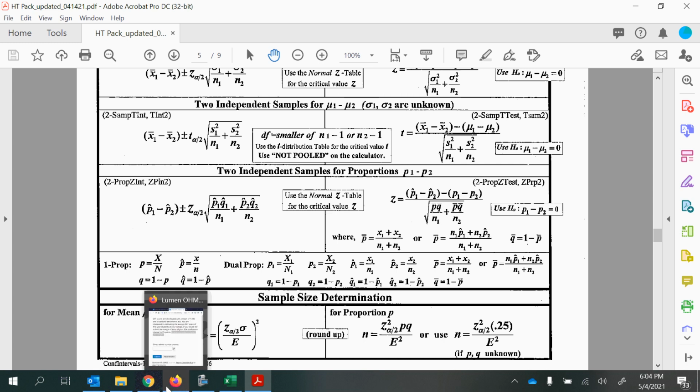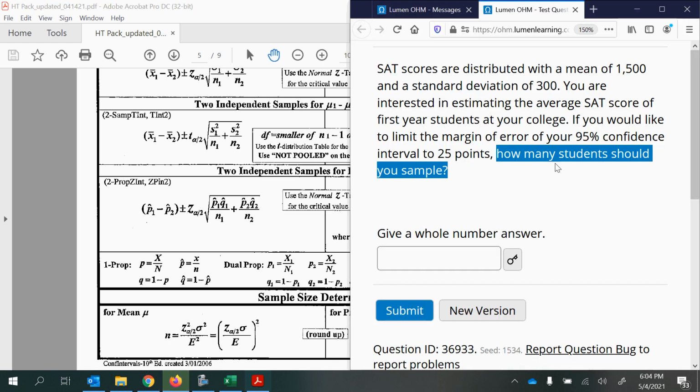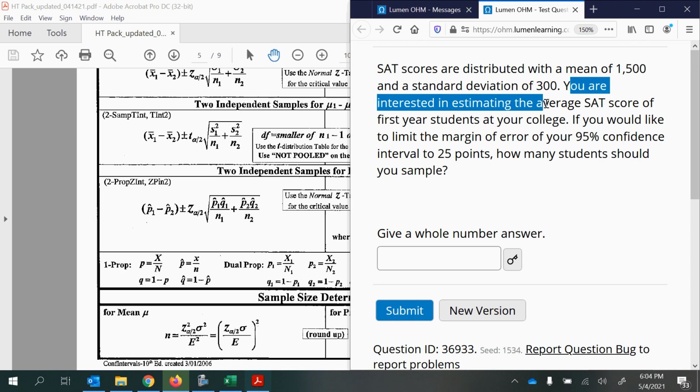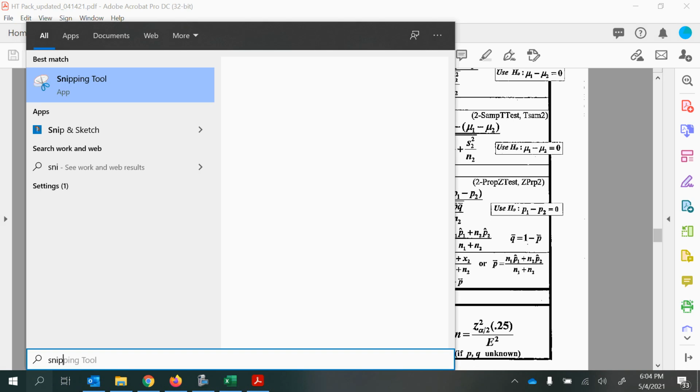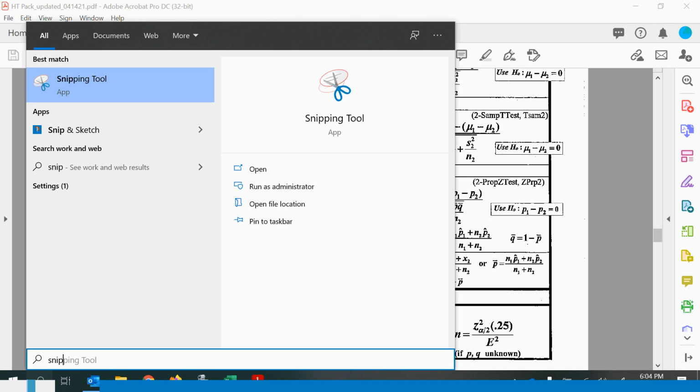So which one of these do we need for this problem? Well, this said you are interested in estimating the average of something. So that means that you are looking for this formula right here.